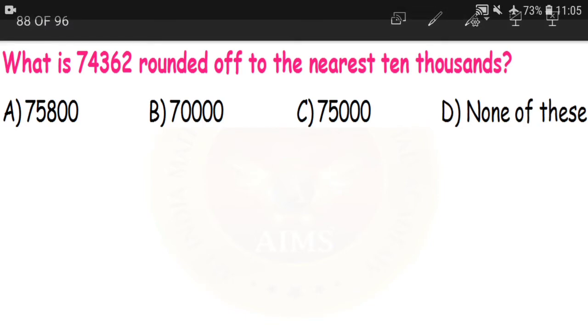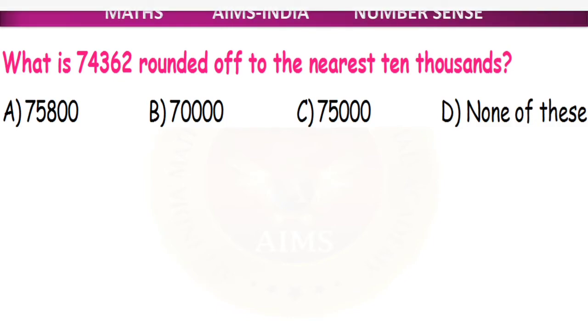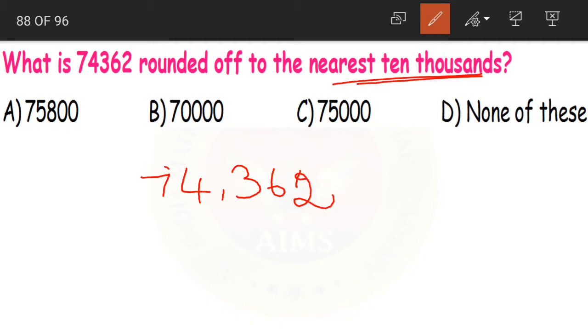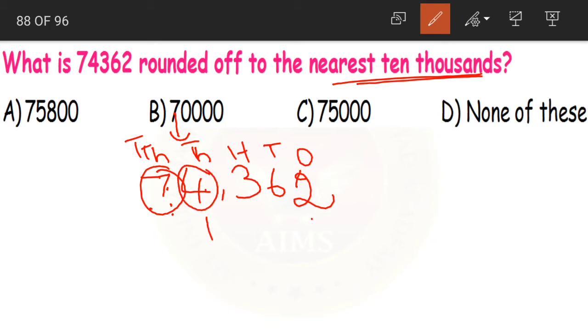Next question. What is 74,362 rounded off to the nearest 10,000s? Yes, first let us write the number 74,362 rounded off to what? Rounded off to the nearest 10,000s. Here, ones, tens, hundreds, thousands and 10,000s. 7 is in the 10,000s place. We should look at the digit just before it, that is the digit in the thousands place.